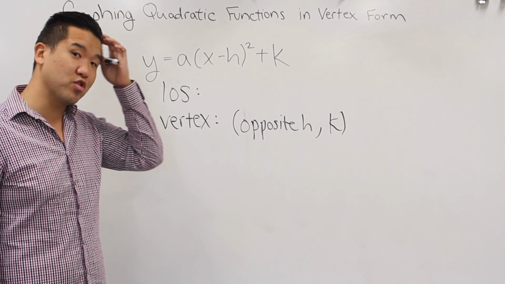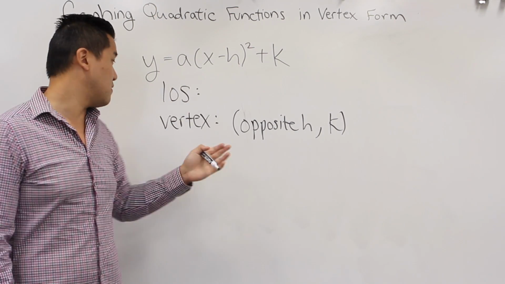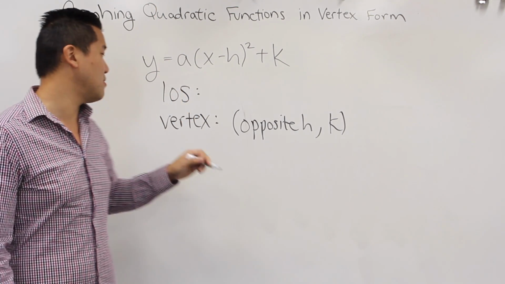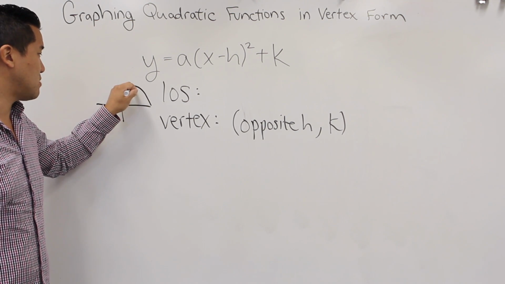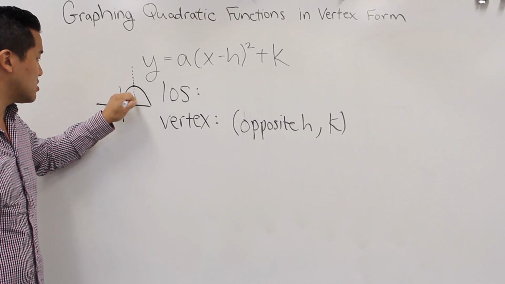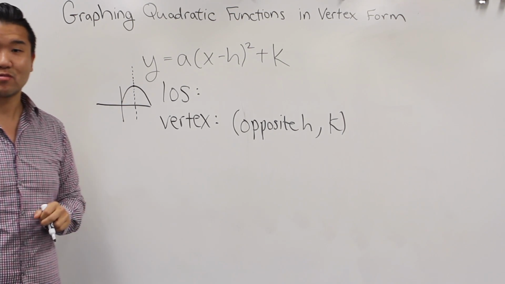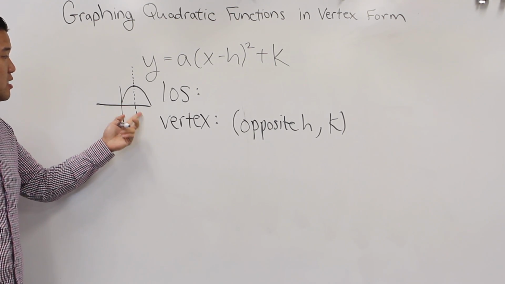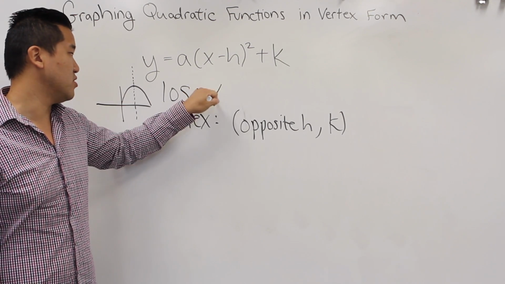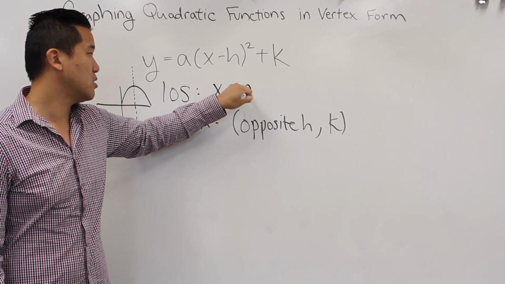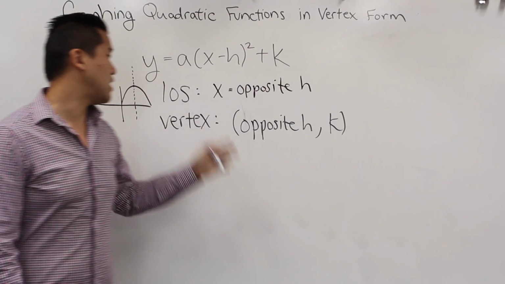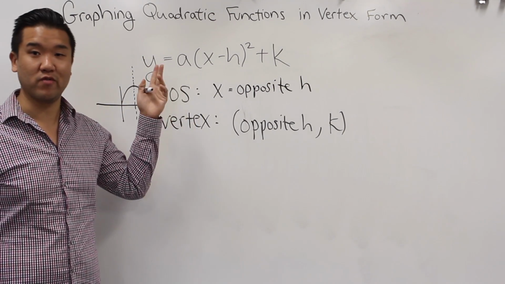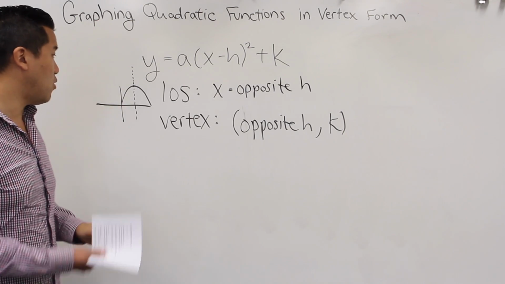The line of symmetry is the middle, and the vertex lies on the line of symmetry. So in other words, if I'm throwing a football like this, that's my vertex. The middle is my line of symmetry. So what they share is the x value. So your x value is going to be opposite h. There is really no math involved when we try to find the vertex and the line of symmetry in vertex form.